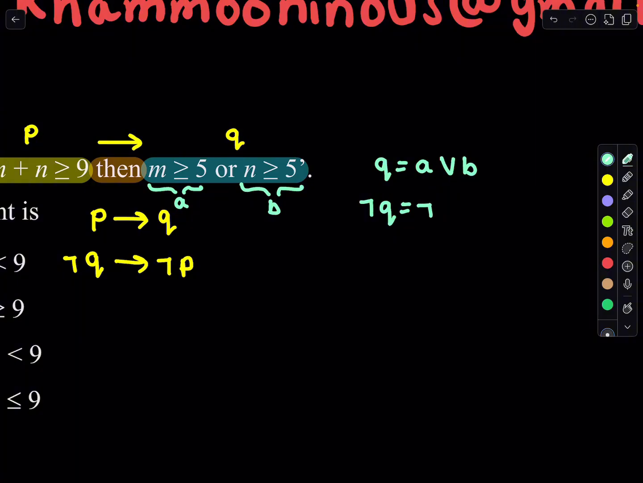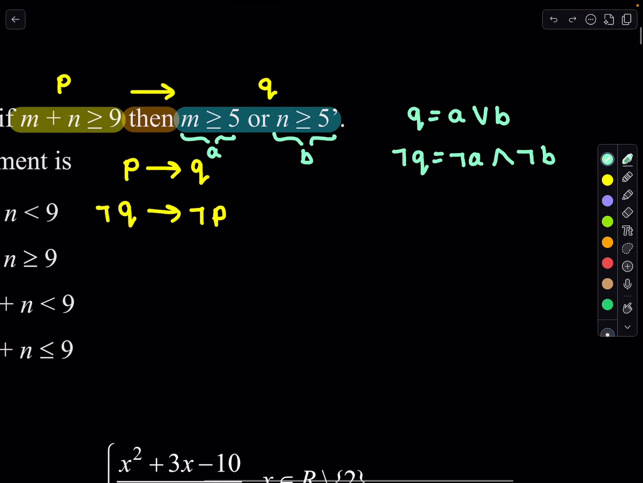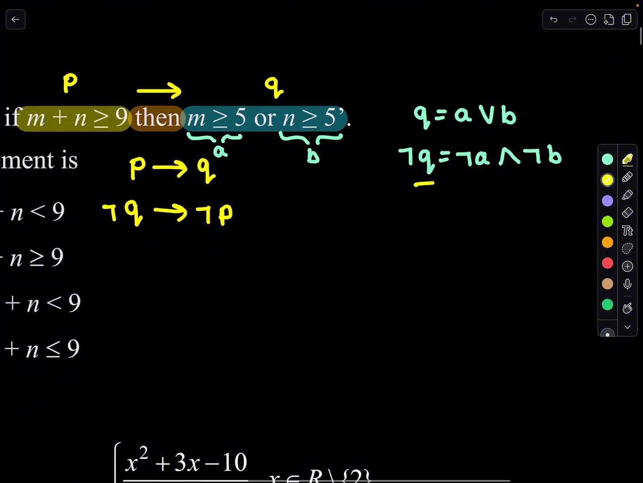So we negate A, then we flip the sign and negate B. This is one of De Morgan's laws. This was an or, and now it becomes an and, like an intersection from your methods or probability. So we can write the negation of Q as just that, and replace it here: negation of A, intersection, negation of B, implies negation of P.